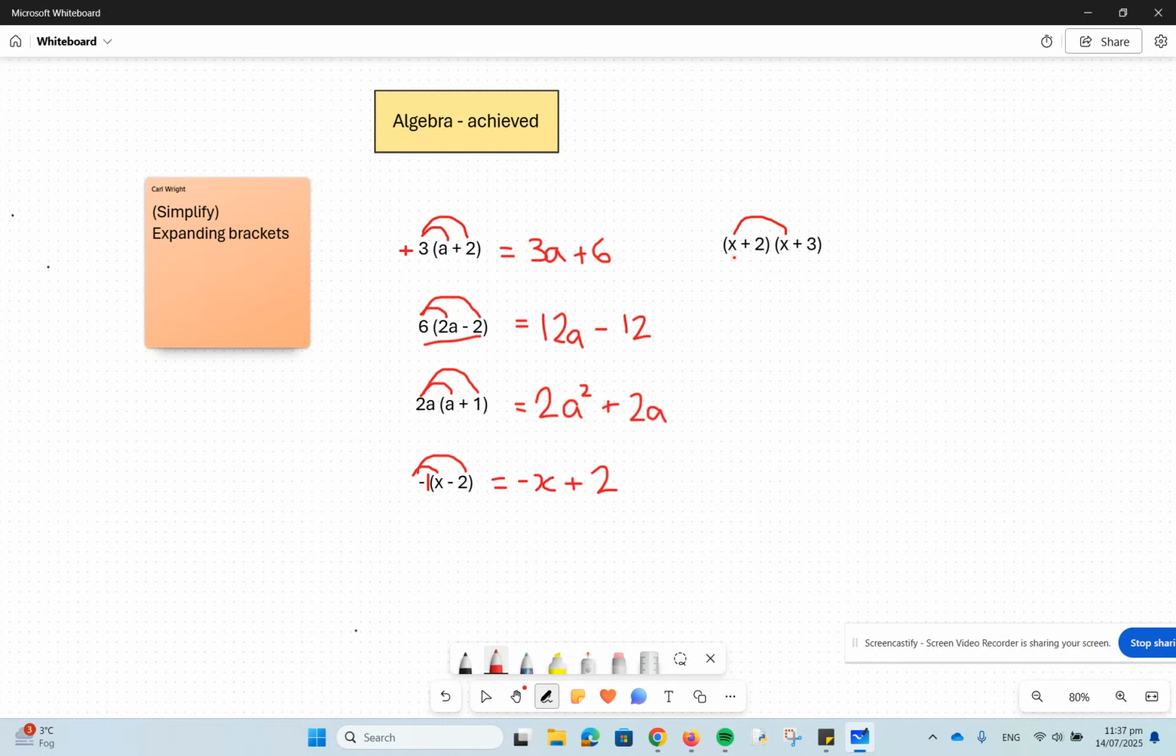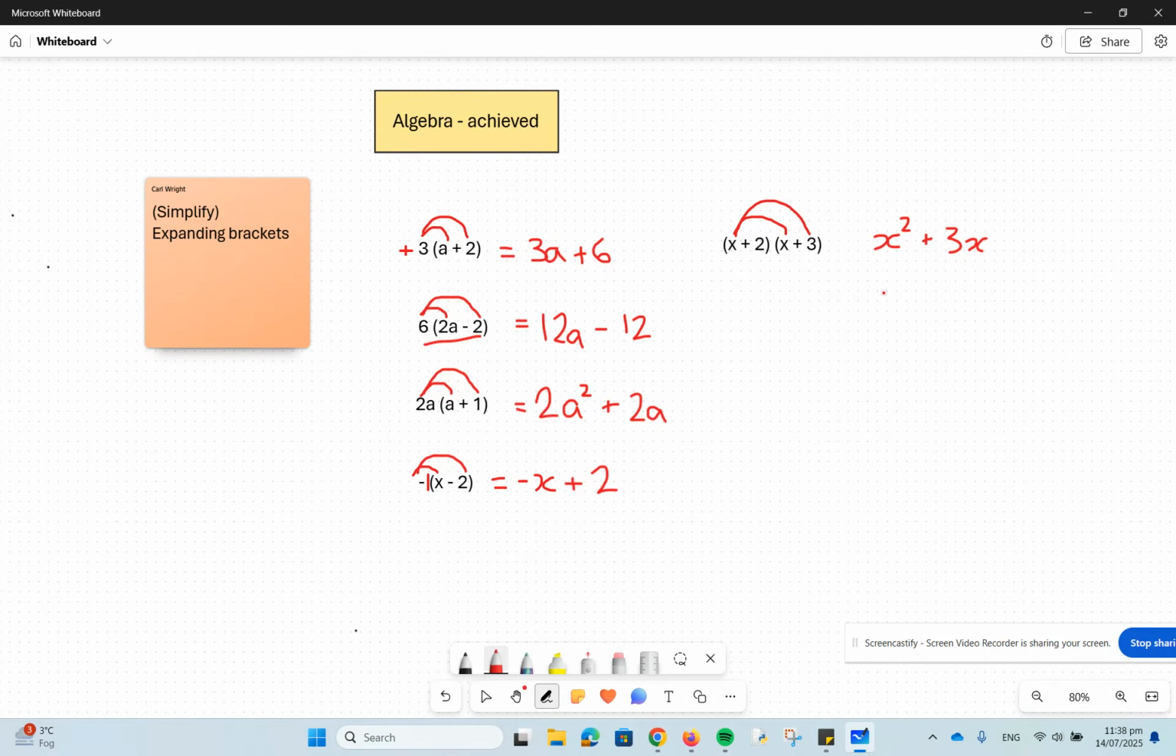What is the rule when you're multiplying? X times x. What's the rule? You add the indices. So that's to the power of 1, that's to the power of 1. So it's x squared. I'll just write that. X times x is x squared. So I've done the first term multiplied by the first term. Now I have to do the first term multiplied by the second term. So x times 3 is 3x.